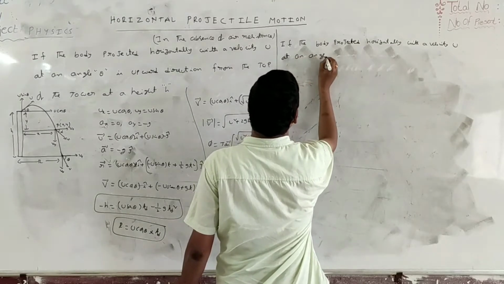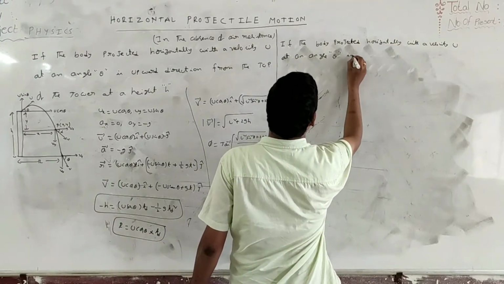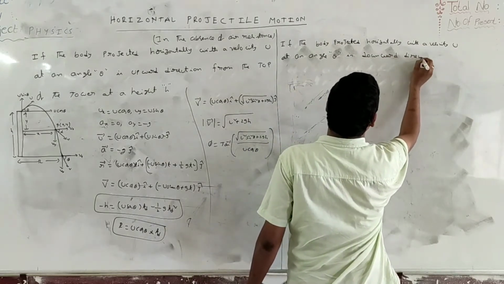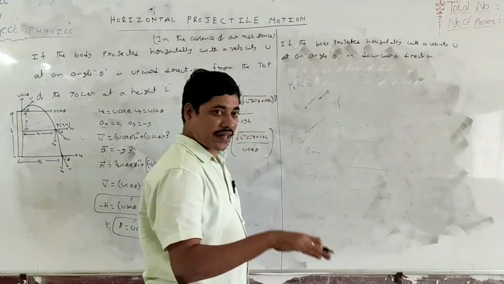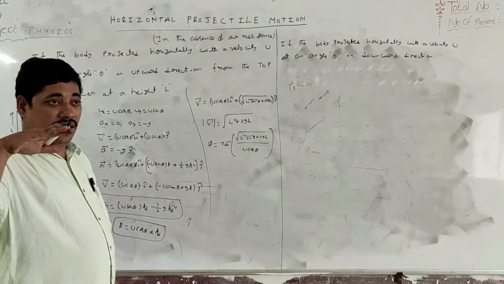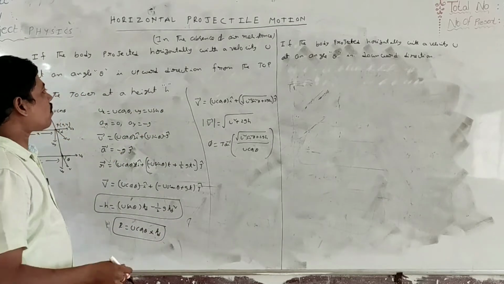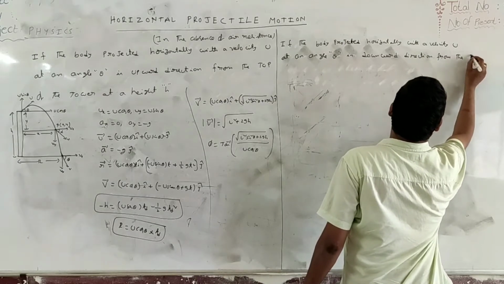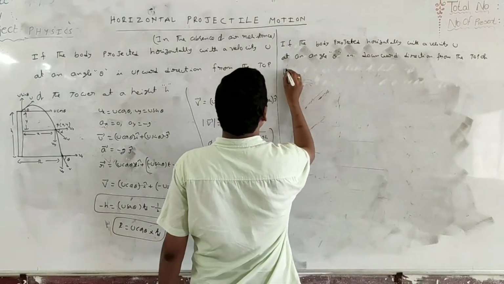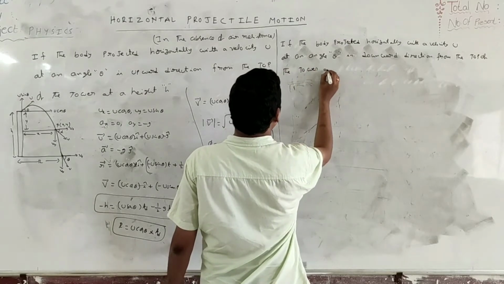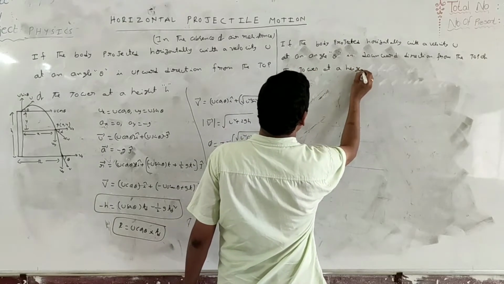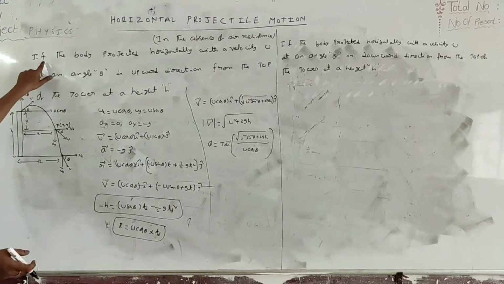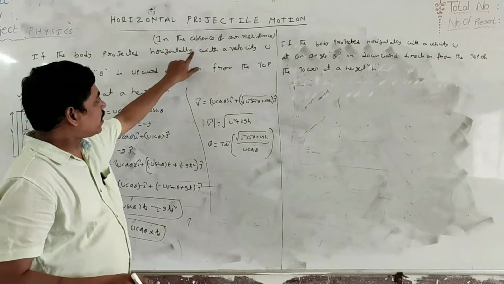At an angle theta in downward direction. The body is projected horizontally with a velocity u at an angle theta in downward direction from the top of the tower at a height h.